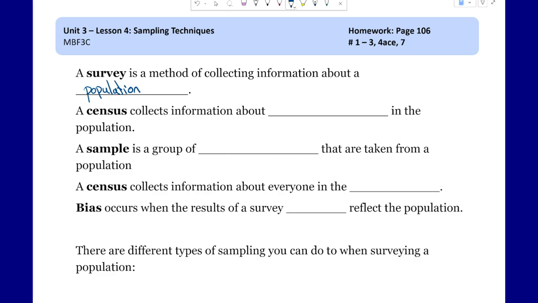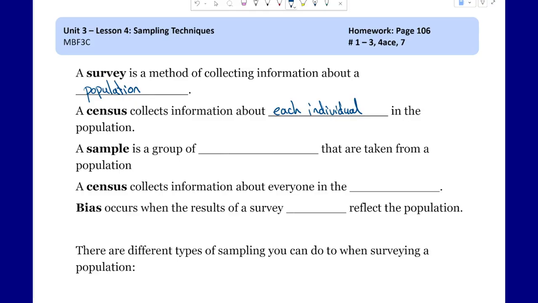A census is something that collects information about each individual in the population. A census is a survey, usually one that the government sends out, or at least that's one of the most common. The government will send it to almost every person in the country and ask them questions. So it collects information about each individual in the population.